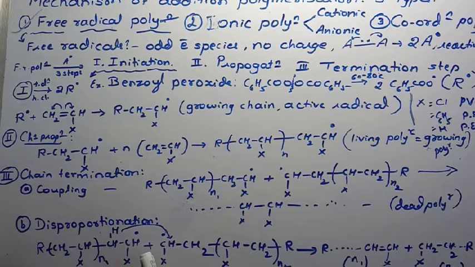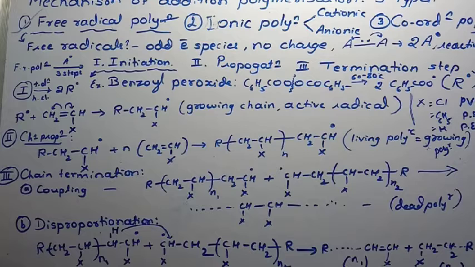disproportionation. In the first, coupling means when two free radical polymer molecules or chains are combined, these two sites combine and result in the formation of a covalent bond between the two chains. Now this is neutral, that means it is a stable polymer or macromolecule. Now we can call it a dead polymer. Now it is no more active to react.